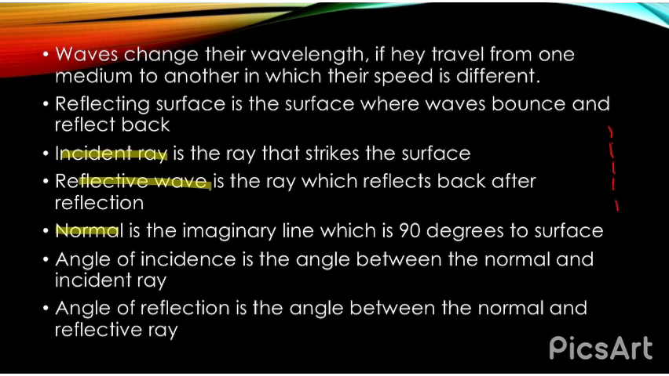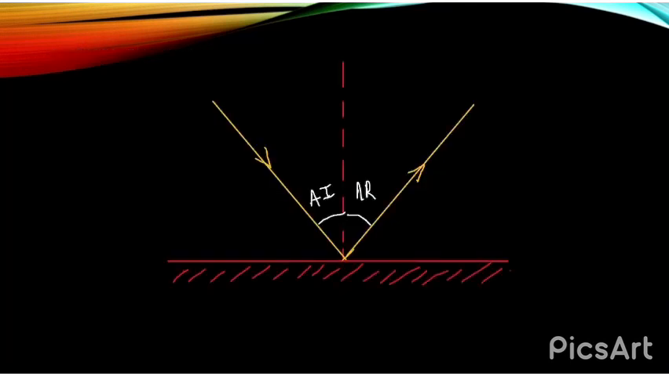So this will be the normal. Then the angle of incidence is the angle between the normal and the incident ray. The angle of reflection is the angle between the normal and the reflected ray. So here is an example. Here, if you see, this is the reflecting barrier. This is the incident ray which is coming towards the barrier, and here it is bouncing back as the reflected ray.